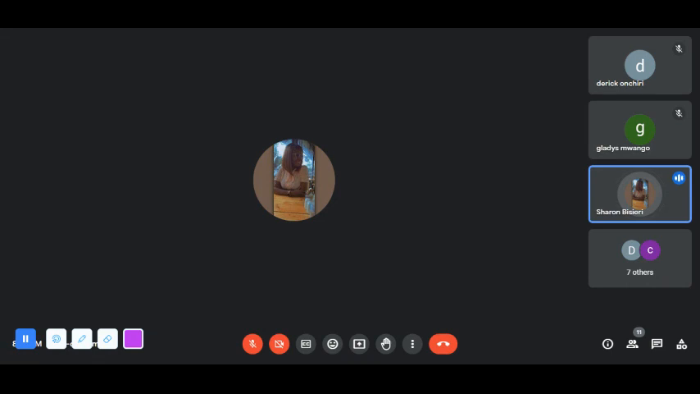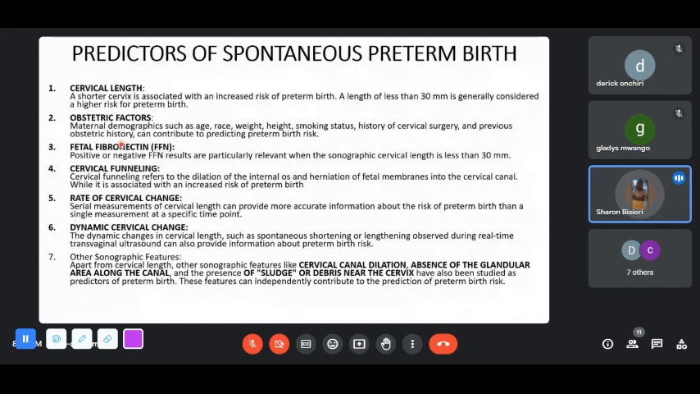To the maternal part. So presence of this glycoprotein indicates that there's a bit of separation. So if you combine all these other factors together with the presence of this, it increases your suspicion for that patient having spontaneous preterm delivery. And that is especially when your cervical length is less than 30 millimeters.